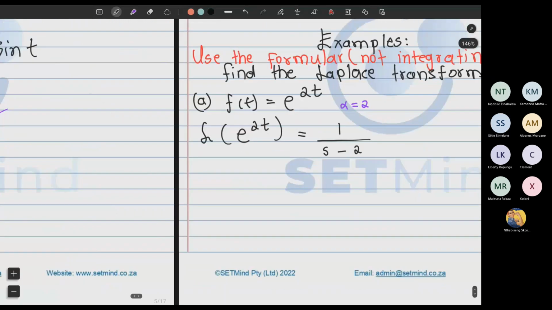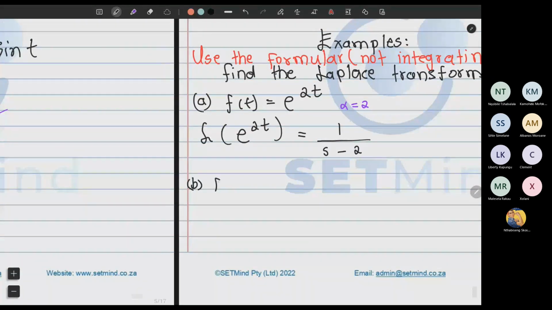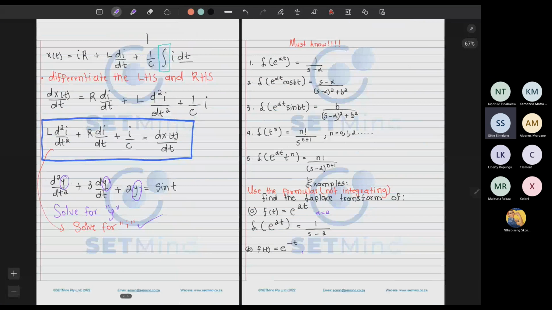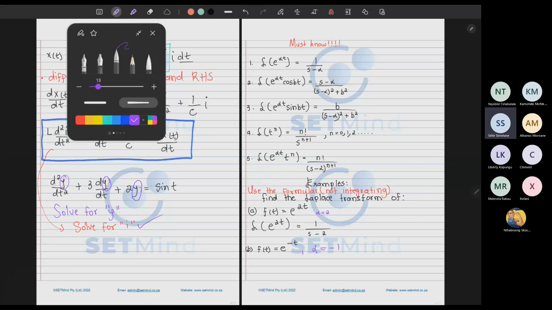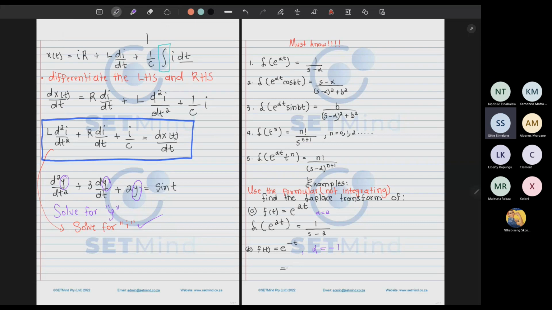Let's look at B. F of t is e to the negative t. And here I should be able to look at number 1. Okay, so I'm looking at number 1. I can see that my alpha is actually negative 1. So therefore, the answer here is equal to 1 over s minus alpha. So we have s minus negative 1, which becomes s plus 1. And there they go, there's their Laplace transform.